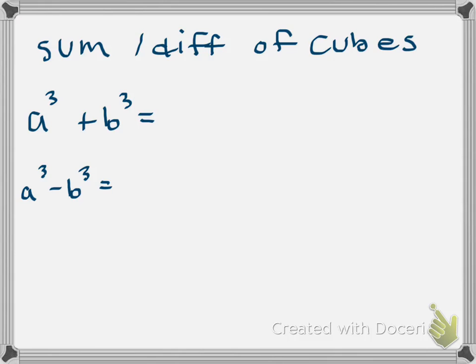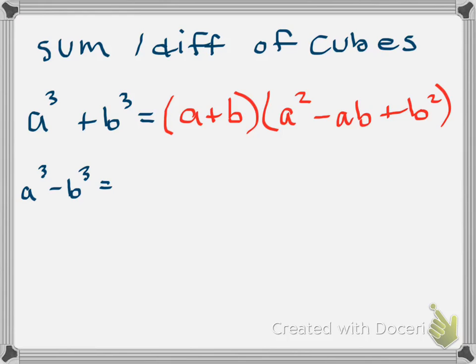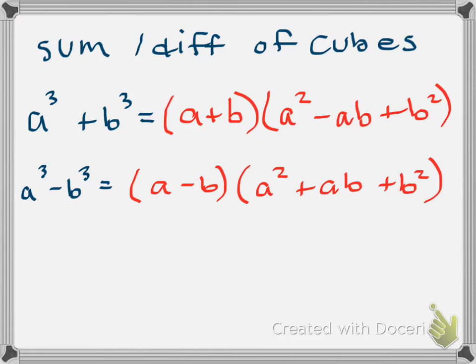And the formula says if you have a cubed plus b cubed, then you have a plus b as your binomial, and the trinomial will be a squared minus ab plus b squared. Similarly, the difference of cubes will be a minus b times the trinomial of a squared plus ab plus b squared.